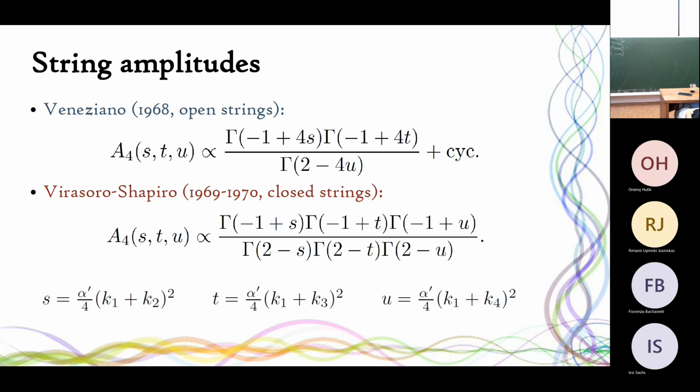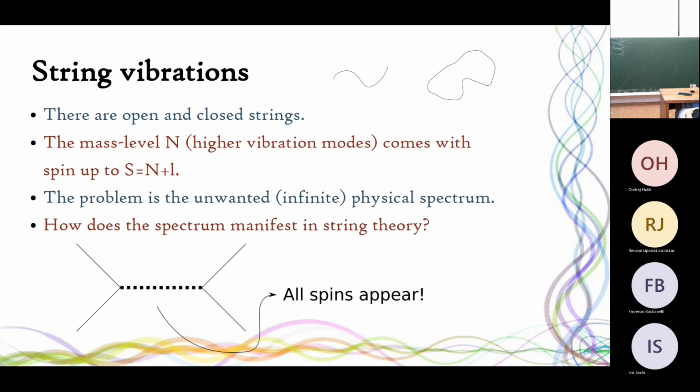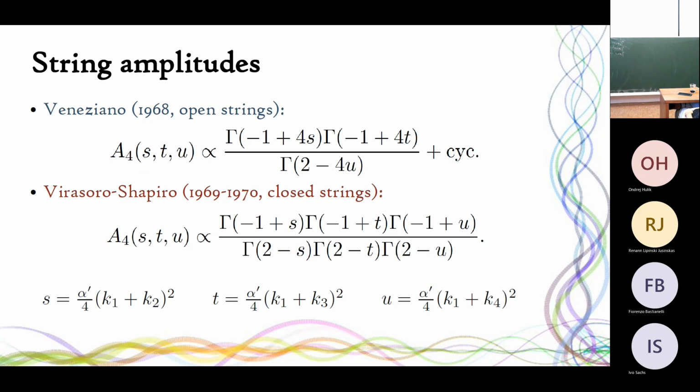So I have your s, t, and u. This is the thing, with the string length, alpha prime. And for the closed string, the structure is mostly the same. We have the poles here for negative integers of s, t, and u. So this is more pragmatic. How do you see all these states propagating there? You just look at the poles of the 4-point amplitudes.